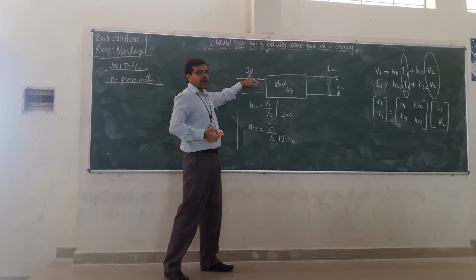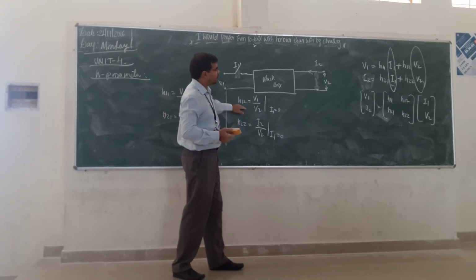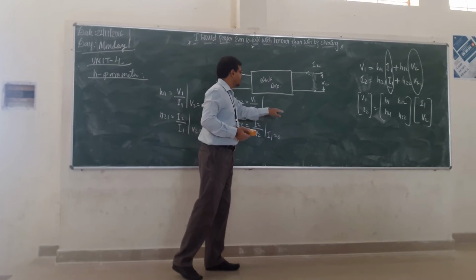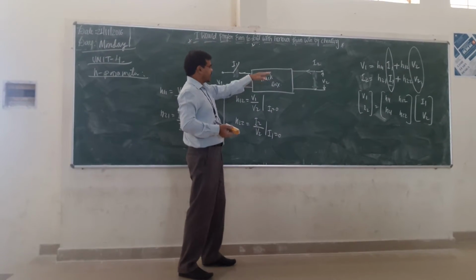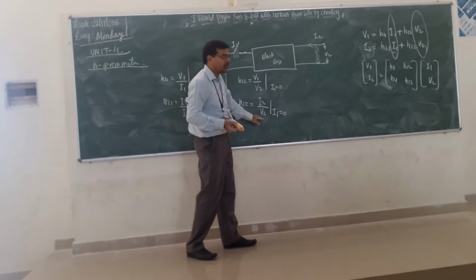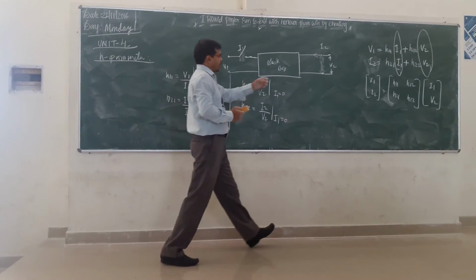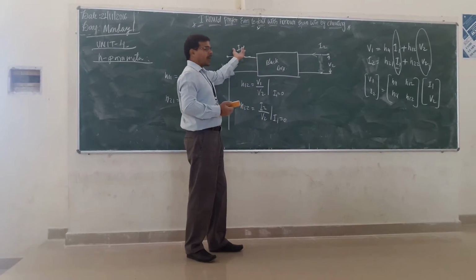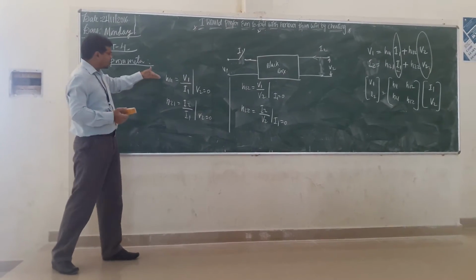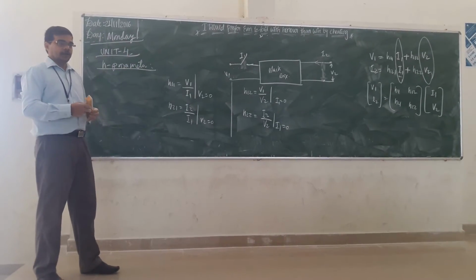Now when I make I1 0, I get H12 is equal to V1 by V2 at I1 equal to 0. Similarly, in the second equation, H22 is equal to I2 by V2 at I1 equal to 0. So once I kept V2 equal to 0, and the second time I kept I1 equal to 0, and from that I got H11, H12, H21 and H22 parameters.